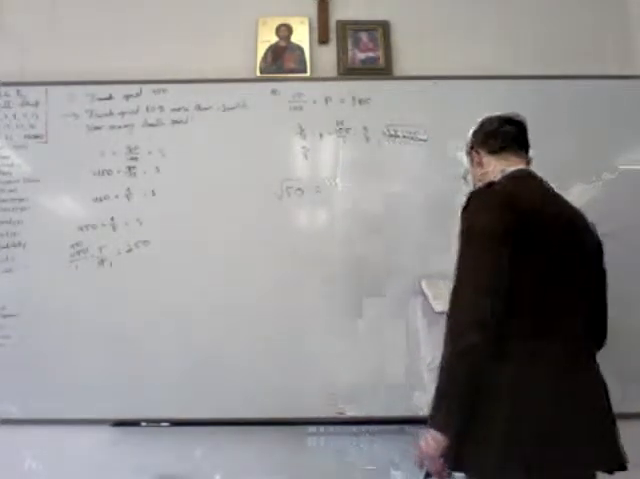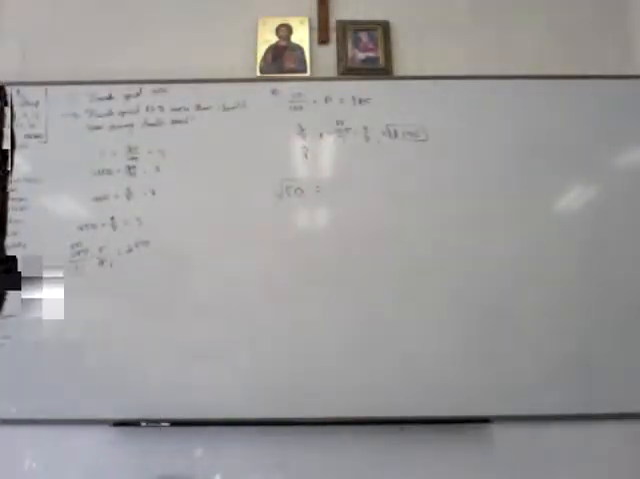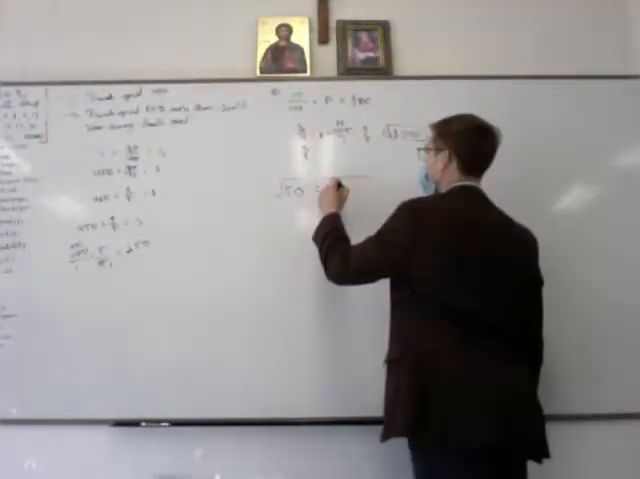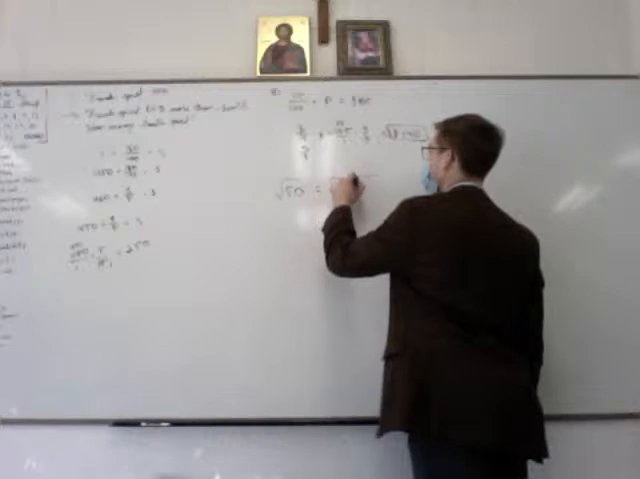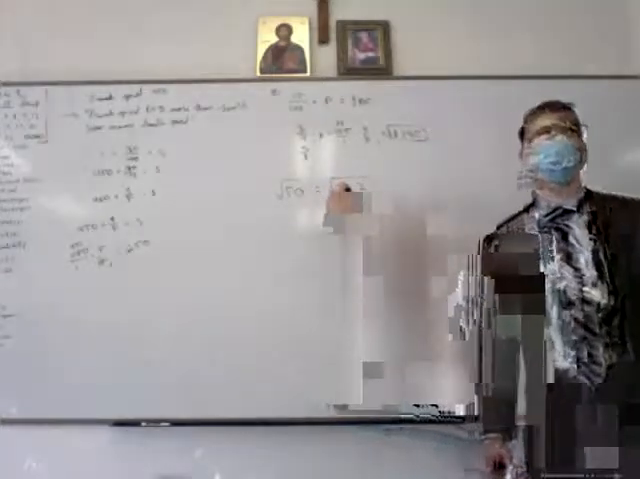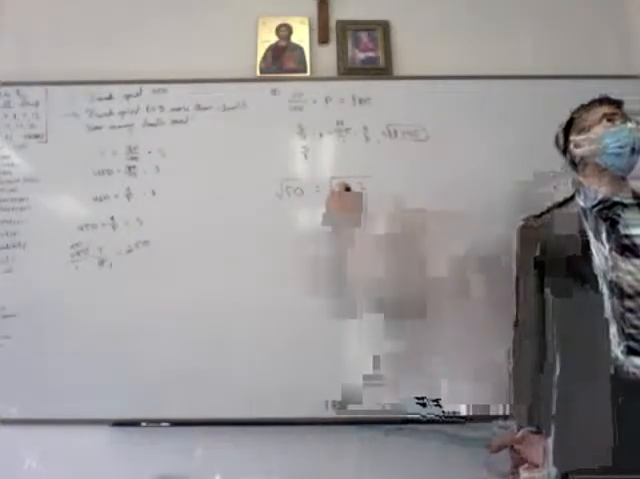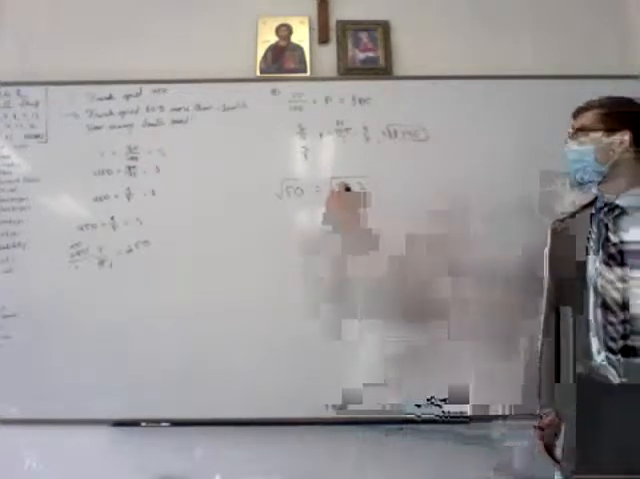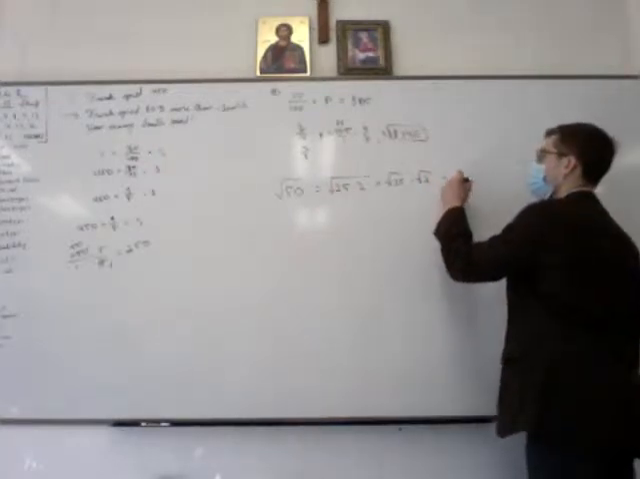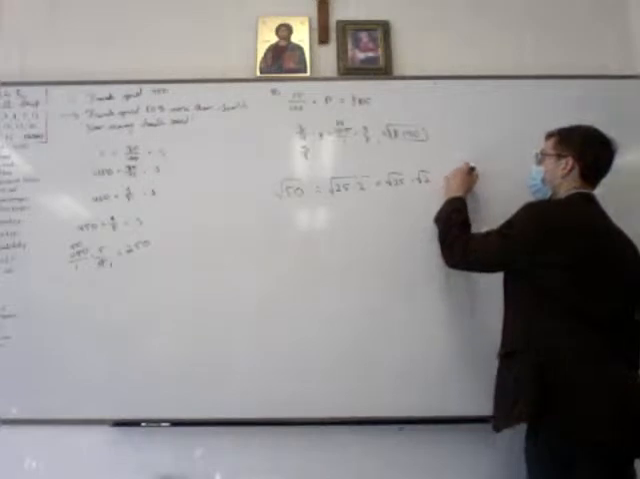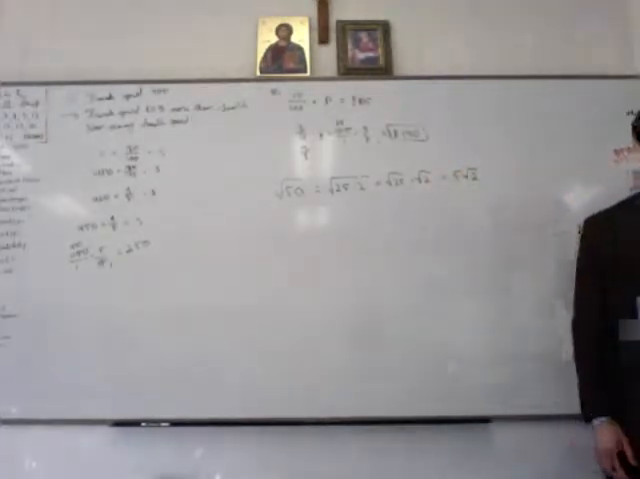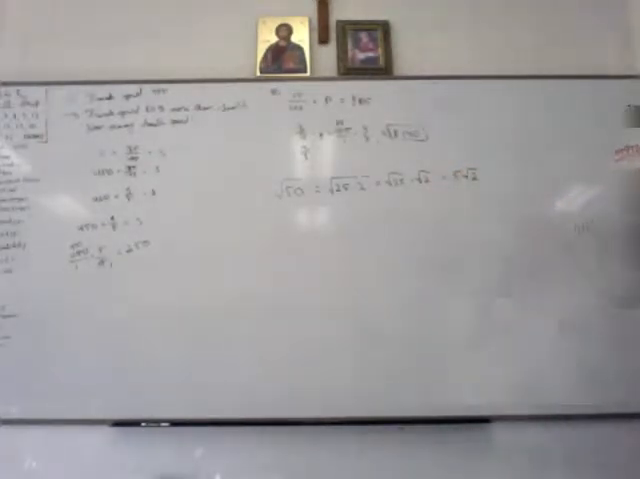It's going to be between 7 and 8. But how can we simplify the square root of 50? What can we use? 25 times 2. Why is 25 a good number to use? Because 25 is a perfect square. The square root of 25 is 5, so it's 5 radical 2.